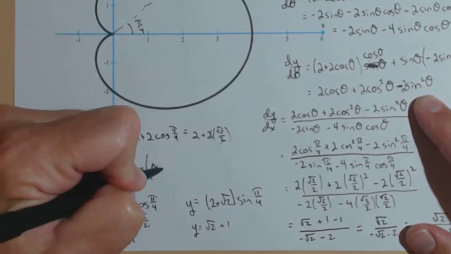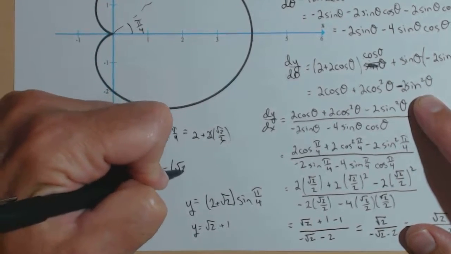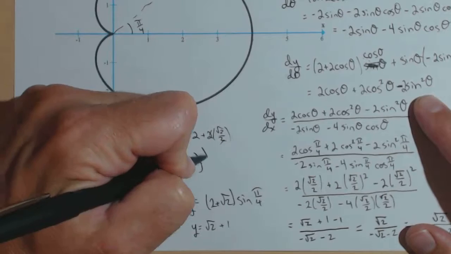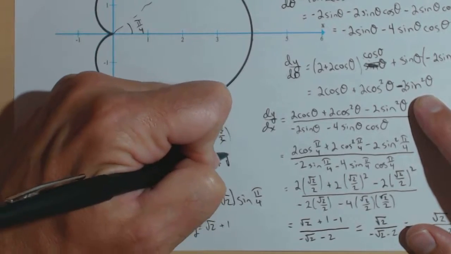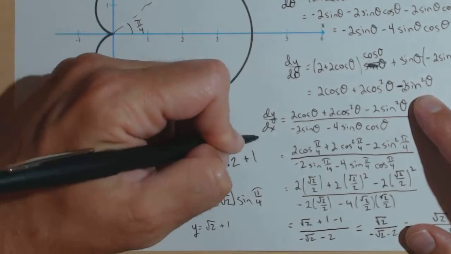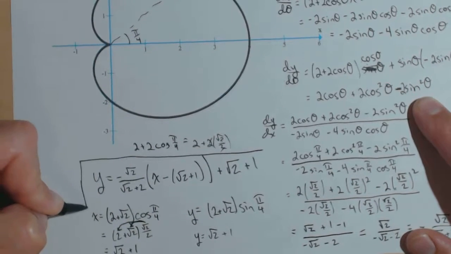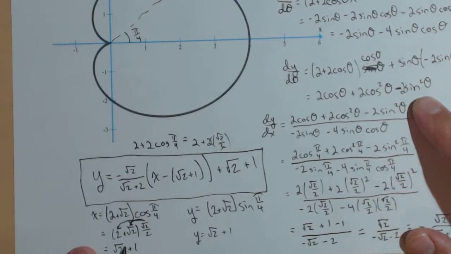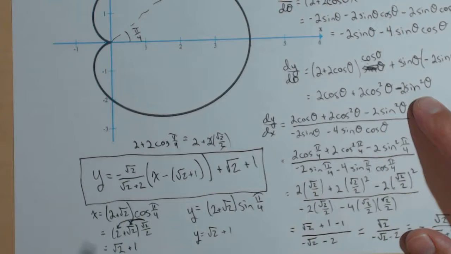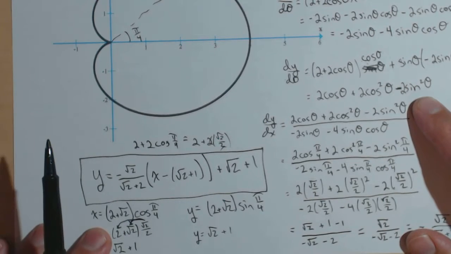So I've got y equals negative square root of 2 over square root of 2 plus 2 times x minus square root of 2 plus 1, and then plus my y value, square root of 2 plus 1. So there is my tangent line. I've decided to do this as all exact values, but of course if we needed to, we could always get the decimal approximations.